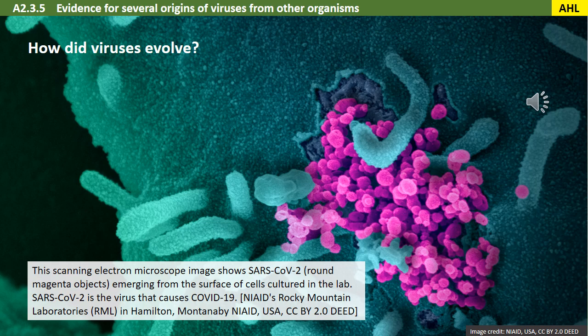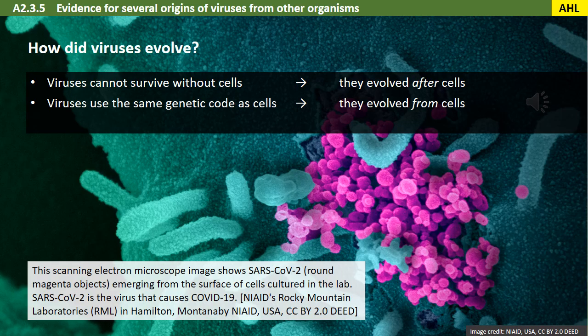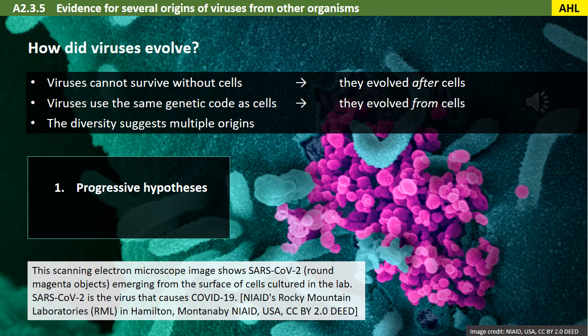So how did viruses evolve? Viruses cannot survive without cells, so they probably evolved after cells. Viruses use the same genetic code as cells, so they probably evolved from cells. The high diversity of viruses suggests multiple origins, and there are two main types of hypotheses: the progressive hypothesis and the regressive hypothesis.